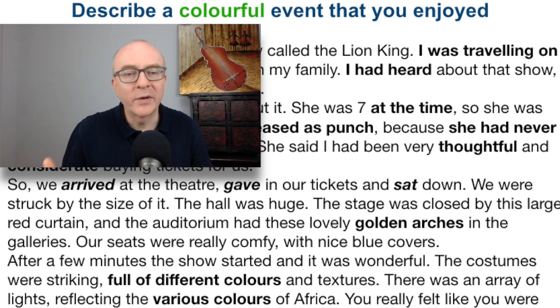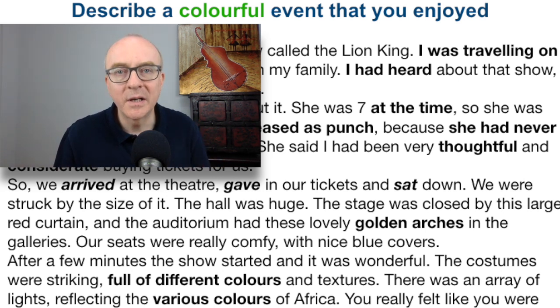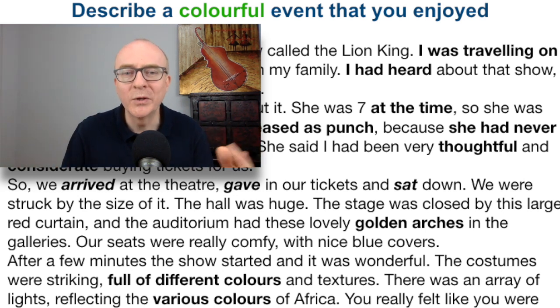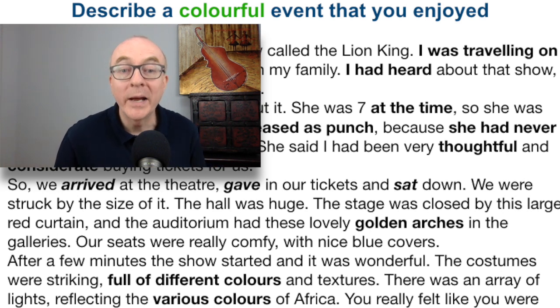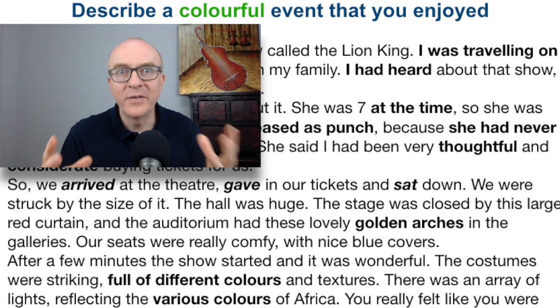Seats, comfy, blue, great. And now notice I'm using quite simple language, like full of different colours, various colours. It's absolutely fine. You don't need lots of fancy, complicated words all the time. Not at all. It's natural spoken English, the way we speak. Don't get too obsessed with everything must be idiomatic or fancy. I've used quite a lot of fancy language, but it doesn't have to be that much.